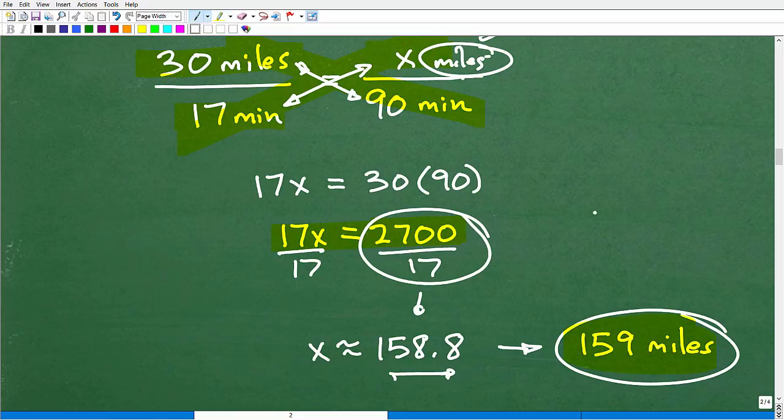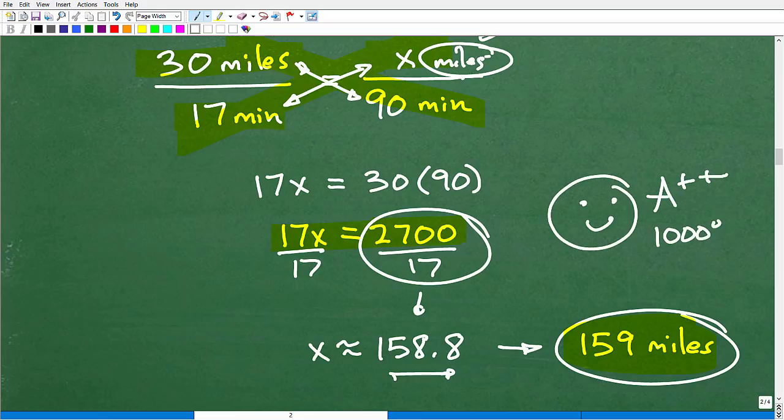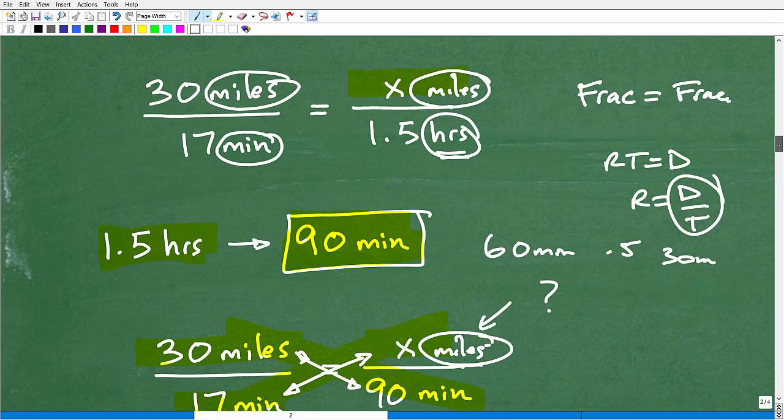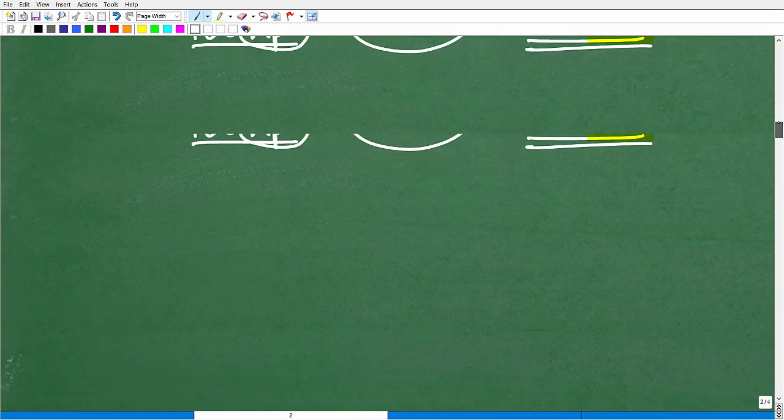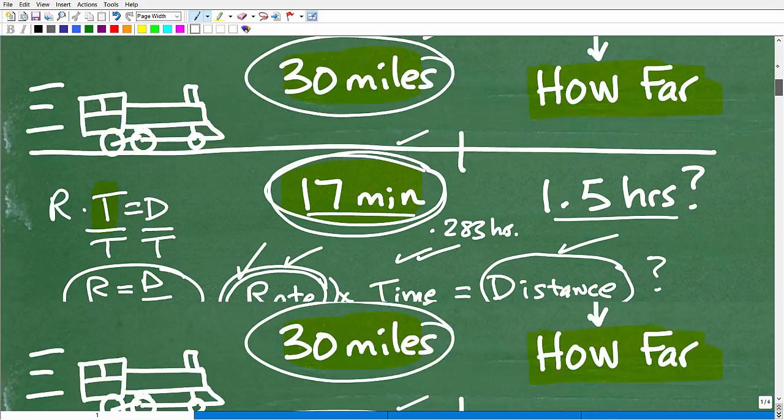So if you got this problem right, definitely give yourself a gigantic smiley face, an A++, and 1,000%. You definitely earned it, right? Now, if you approached it with the formula, or you didn't know how to do it with the proportion, as long as you got it right, that's excellent. But you want to know how to handle a problem like this in both ways. Proportions are excellent. That's why so many problems can be solved with proportions. But again, when we have motion problems, you need to understand the rate times time equals distance formula.